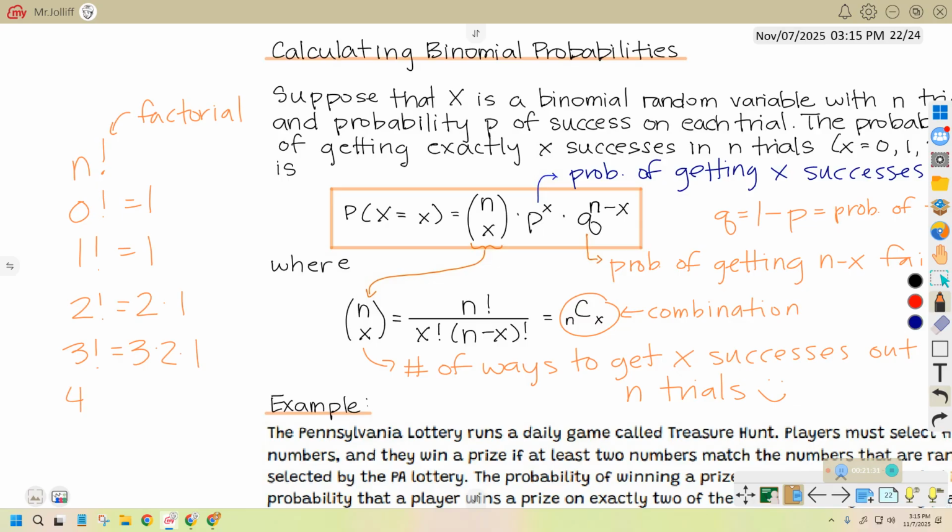Can somebody tell me what 4 factorial would be? Yep. 4 times 3 times 2 times 1. For every number bigger than 1, a factorial is that integer times all of the positive integers less than it, all the way down to 1.